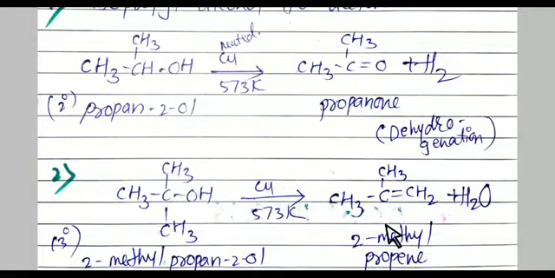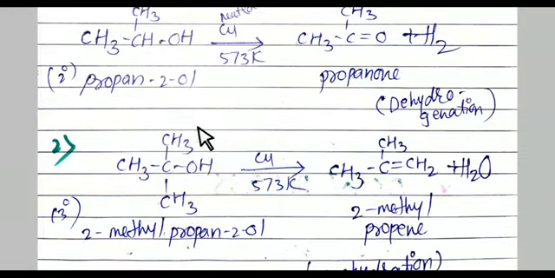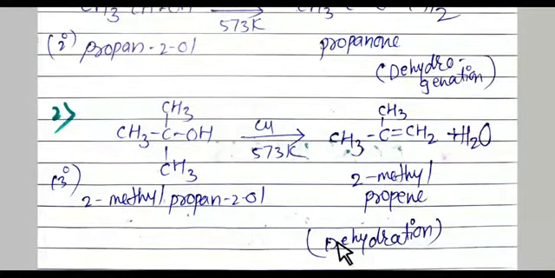Now the next conversion is 2-methyl propan-2-ol to 2-methyl propene. See here, it is 2-methyl propan-2-ol, meaning it is a tertiary alcohol. 1, 2, 3: the OH functional group is attached to the carbon which is attached to 3 carbon atoms, so it is a tertiary alcohol. It is tertiary butyl alcohol, or by the IUPAC name, 2-methyl propan-2-ol. Again it is passed over heated copper at 573 Kelvin, and the process is dehydration.